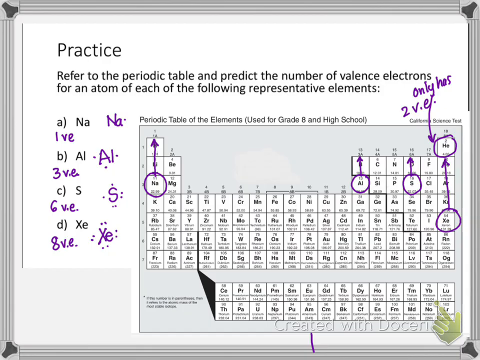Okay, so that is about valence electrons and about drawing the Lewis dot structures. We will be using both of this information in the future to help us understand bonding and how atoms get together. So, okay, good job.